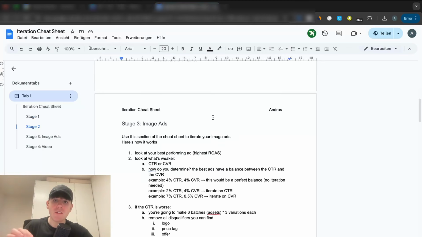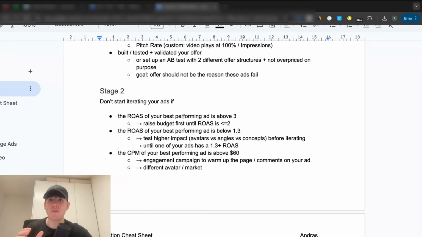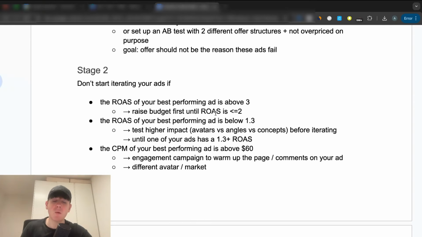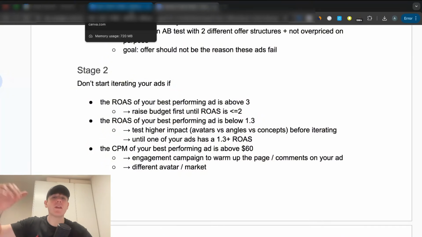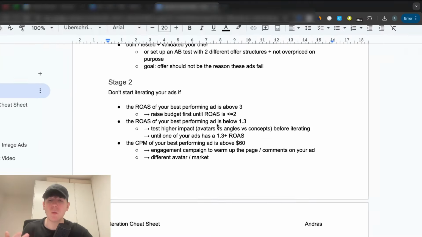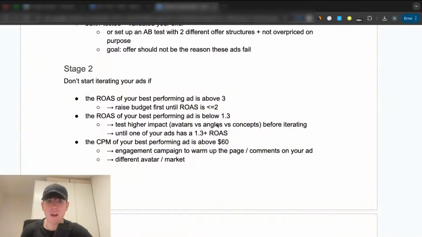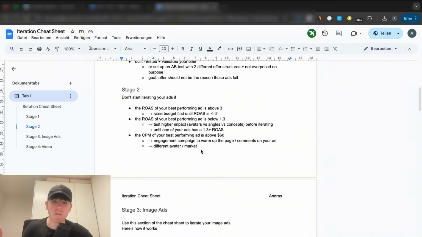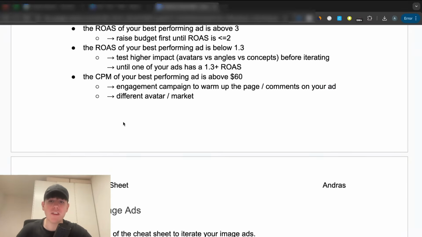First of all, before we even start iterating, this is what the cheat sheet says, right? We need to have a ROAS which is lower than 3 and above 1.3. That's the range. If yours is above 3, then obviously just increase the budgets. You don't know what the weakest metric is, so you don't know what to iterate on. If it's below 1.3, it's not worth iterating. If it's in between, that's perfect. And once again, make sure that your CPM is also in range.